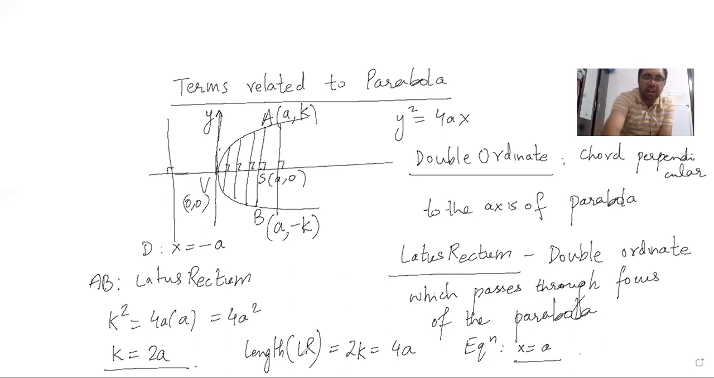Now let's erase this part and let's continue ahead. Okay, so basically I told you about the standard form of the parabola, which is y square equal to 4ax. Now there are some other standard forms also. So let's talk about them. Other standard forms.